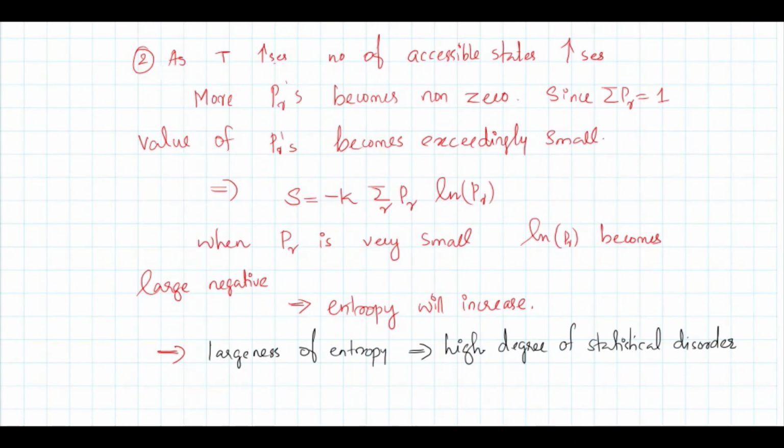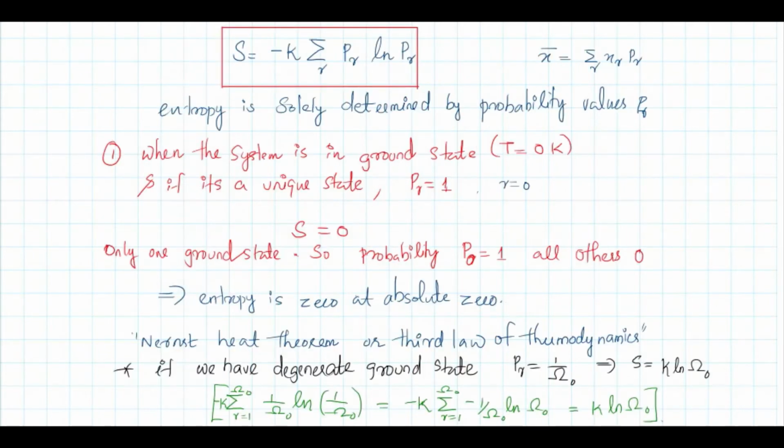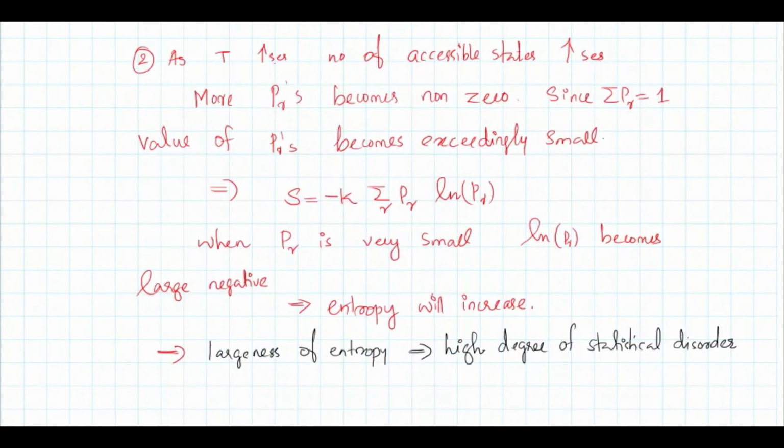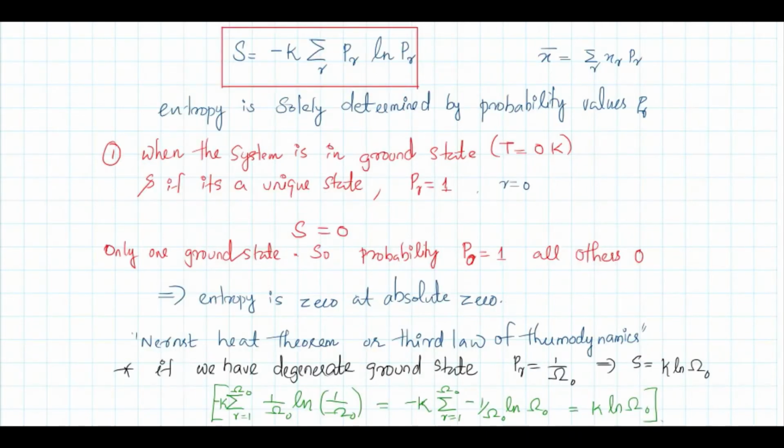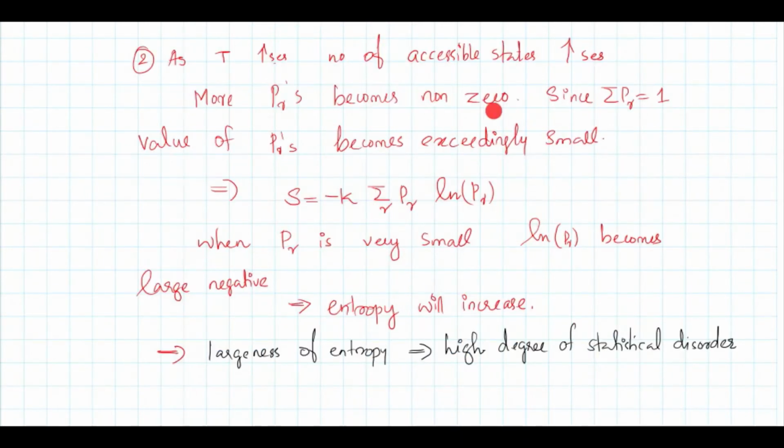Now, the second case: as temperature increases, the number of accessible states also increases. From T equal to 0, if you increase the temperature, the number of accessible states will increase. More PRs become non-zero. In the earlier case, PR is equal to 1 for R equal to 0, and all other PRs are 0. As temperature increases, more PRs become non-zero. And since sigma PR equal to 1, the value of each PR becomes exceedingly small.